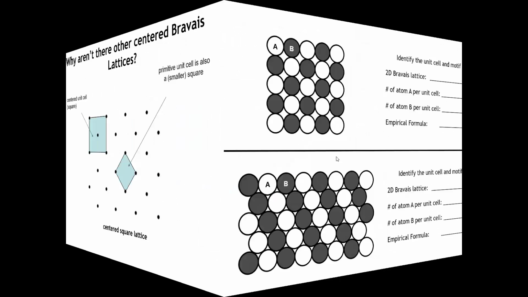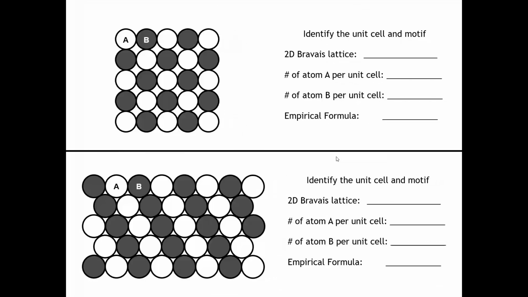Now, what I would like you to do is to look at these 2 patterns of circles. You can think of them as atoms if you like. And I want you to find the unit cell in each case, and then by finding the unit cell, you will determine the kind of lattice. Is this one of the 4 primitive lattices? Square, rectangular, hexagonal, oblique, or is it perhaps a centered rectangular lattice? It's one of those 5.